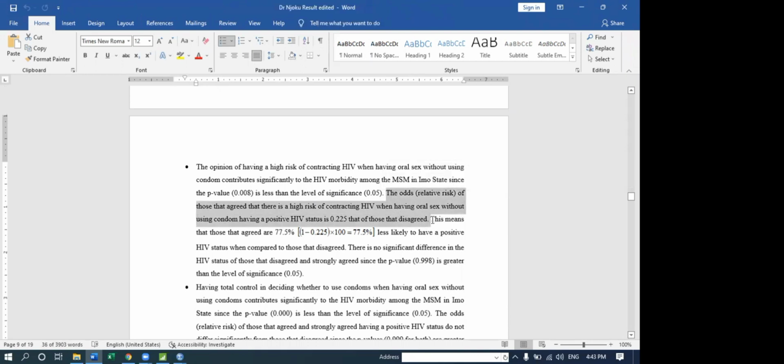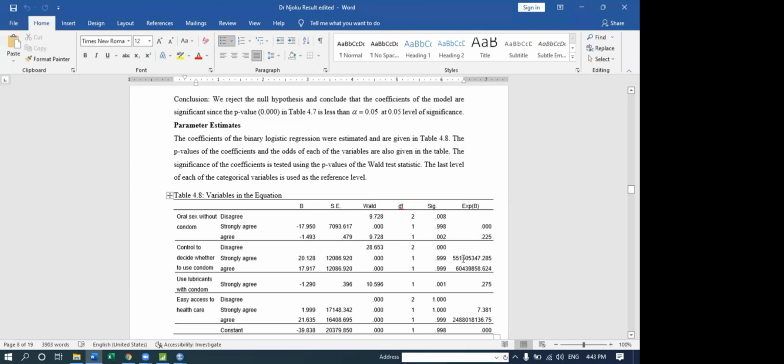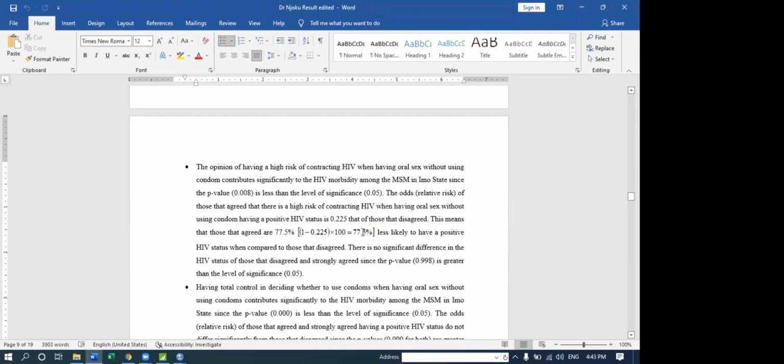The second time I interpreted it using the word likelihood, the likelihood of contracting HIV. The two keywords there are odds and likely. So first interpret it based on odds, then interpret it based on whether it is less likely or more likely. Why is it less likely? Because this number is less than 1. That's why it's less likely. And when it is less than 1, you do 1 minus to get the percentage.